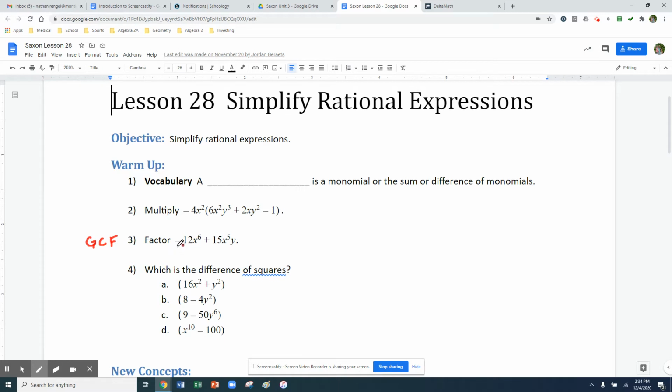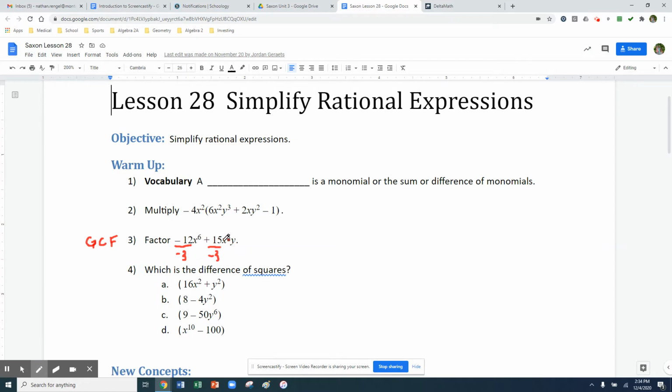Now, one little hint is we always want to make our term with the highest degree positive. So I'm going to divide by a negative 3 or factor out a negative 3 out of both of these terms to make that leading term positive. It's just going to make it easier for us with our factoring later on if we make that first term positive.